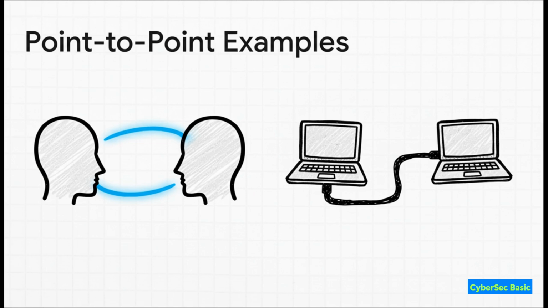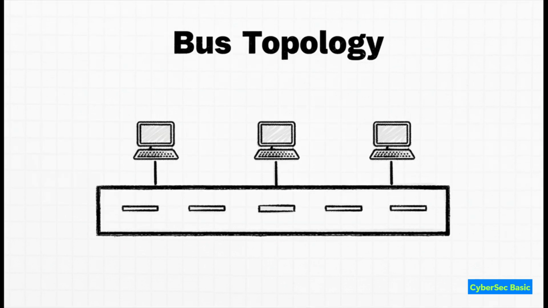The perfect example? A phone call. That's a direct connection between you and one other person, period. Or hey, if you've ever plugged one computer directly into another with a cable, boom, you've just created a point-to-point network.